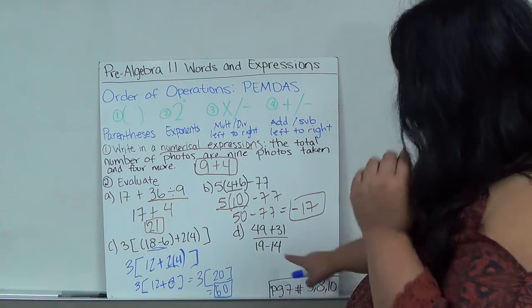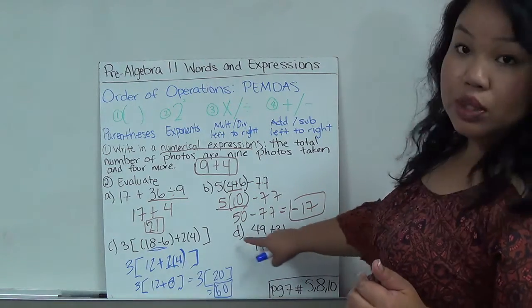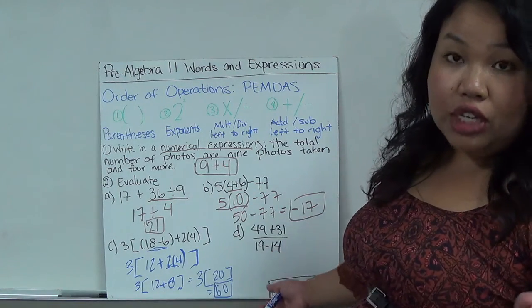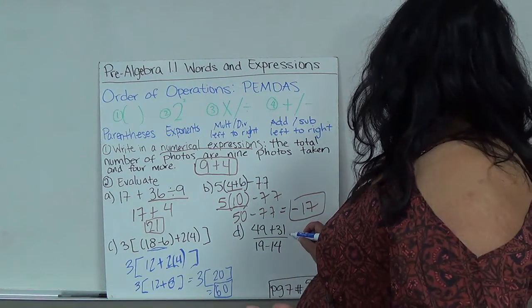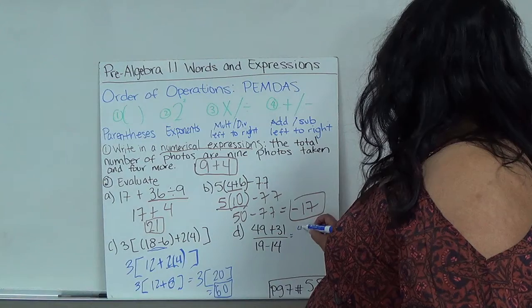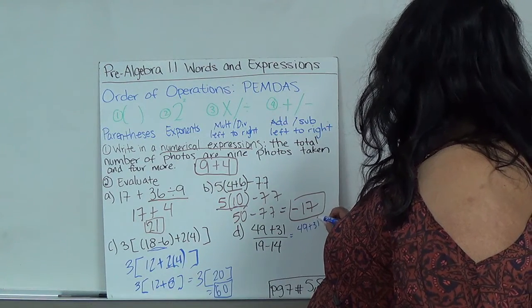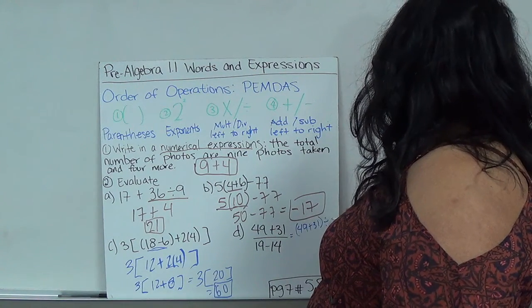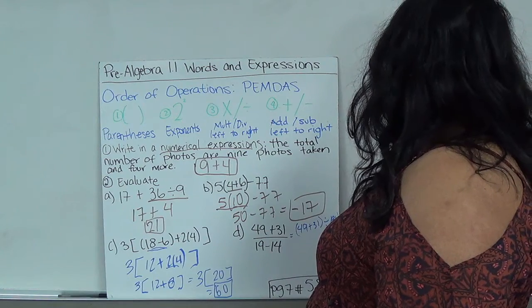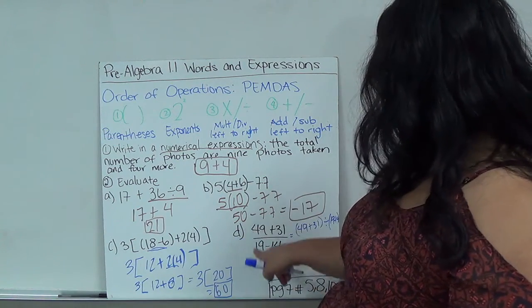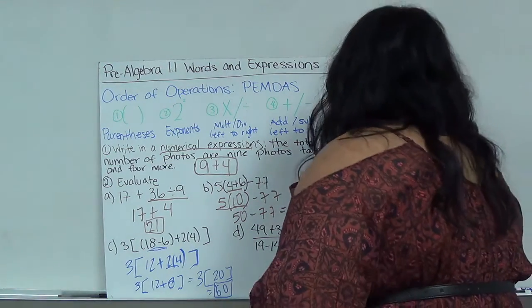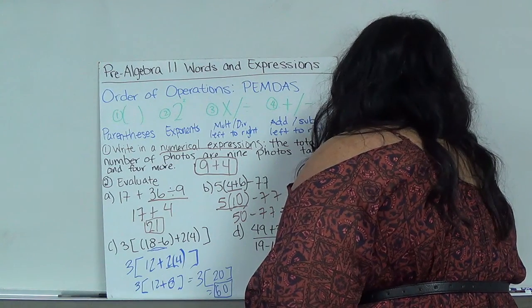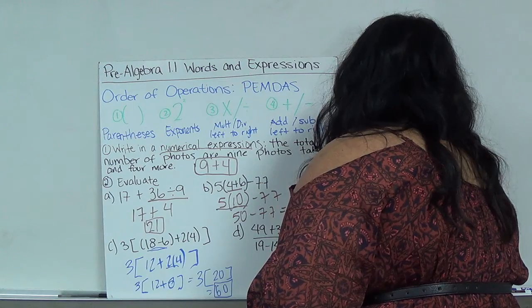The last one, this is basically a division sign. That's what that line is, fractions where you do division. So what this actually looks like is 49 plus 31 in parentheses divided by 19 minus 14 in parentheses. Because every time you have a top and bottom, each is in its own parentheses. Sorry, that's not very clear. Divided by 19 minus 14.